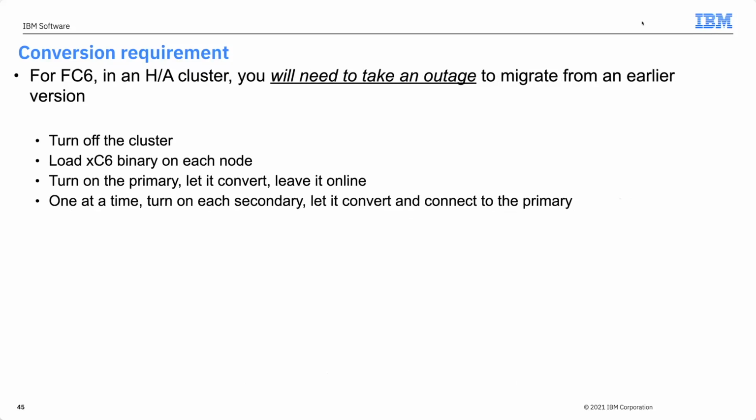So you turn off the cluster, you load the FC6 binary on each node, and in this case, you're going to turn on the primary first, let it convert and come online, and then one by one, you'll turn on each of the secondaries, let it convert, come up and connect to the primary. And then once you're done, everything will be on FC6. What you're going to see when we go to FC8 is that this process is reversed. You're going to do all your secondaries first and the primary last.